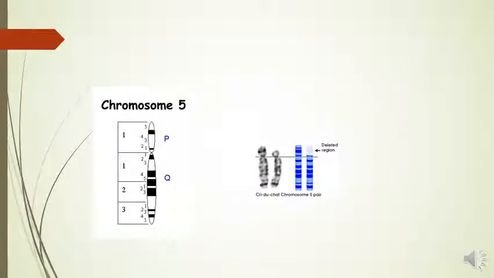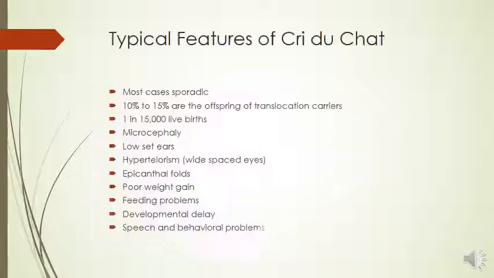Here's another picture showing you the P arm and the Q arm and two chromosomes put up next to each other, so you can see the deletion, and then you can also notice it in the ideogram next to it. Cri du chat occurs because most cases are sporadic. 10 to 15% are the offspring of translocation carriers. 1 in 15,000 live births is the incidence.